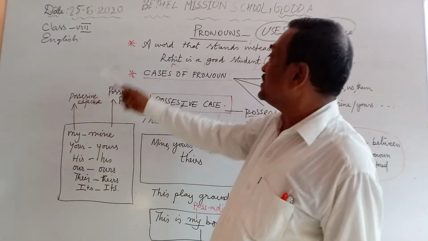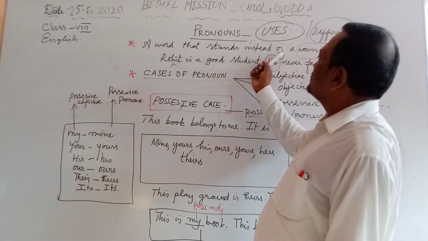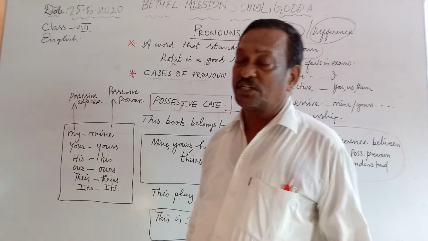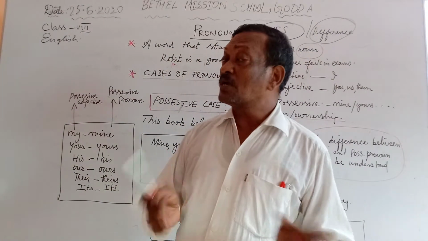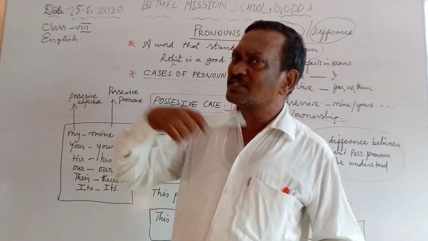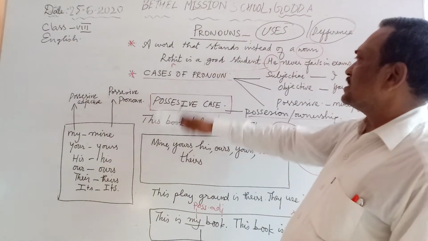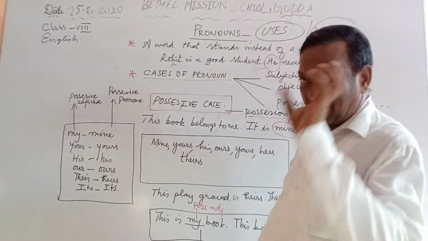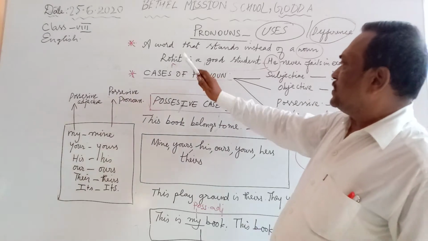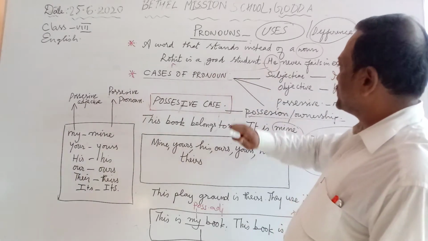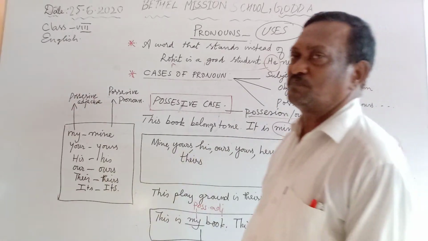A pronoun is nothing but a word that stands instead of a noun. It is a word which replaces a noun. It is a word which is used as a substitute for a noun. So, look at this sentence here. The picture will become clearer now. You will understand the pronouns better. Rohit is a good student. He never fails in exams.